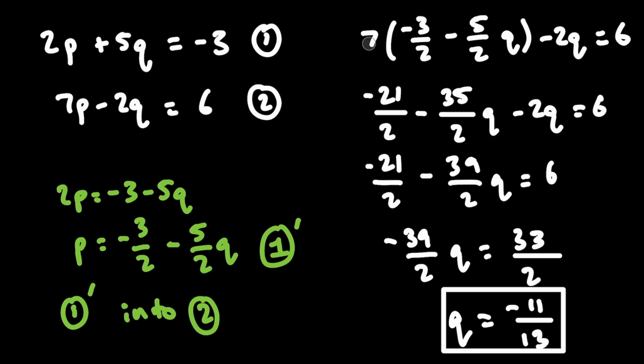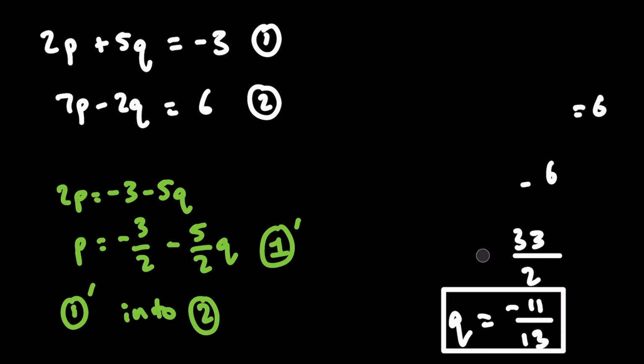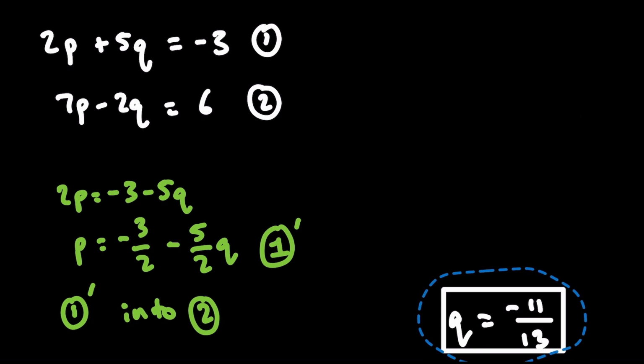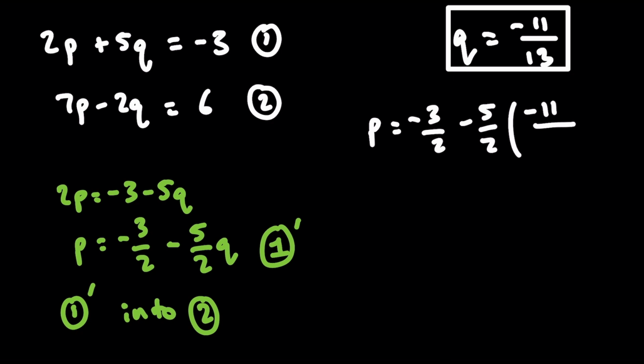Next, what I'm going to do is substitute that value of q into the modified equation, and we can work out the value of p. The way we're going to work out the value of p is just substitute it into here. That is the modified equation. You always substitute it back into the modified equation. So then we can say that p is equal to minus 3 over 2 minus 5 over 2 times q. And we just worked out q was minus 11 on 13.